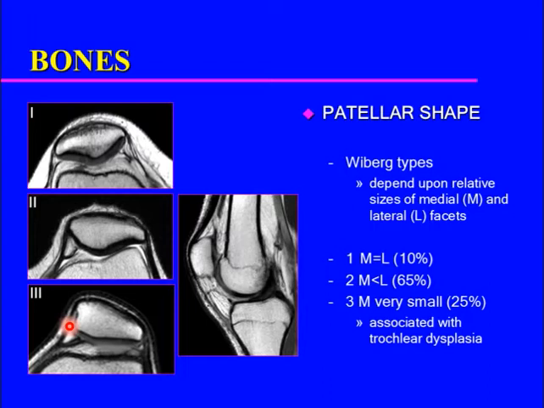The patellar shape also has different types. There's something called Wiberg's classification, which depends on the relative size of the medial and the lateral facet. You can see the medial and the lateral. It's type 1, type 2, type 3. Type 1 is medial equals lateral. In type 2, the medial is larger than the lateral, and in type 3 the medial is smaller, a very small medial surface compared to the lateral surface. This type is associated with trochlear dysplasia, trochlear as in the knee, okay?